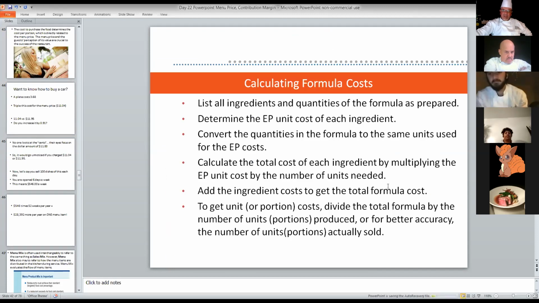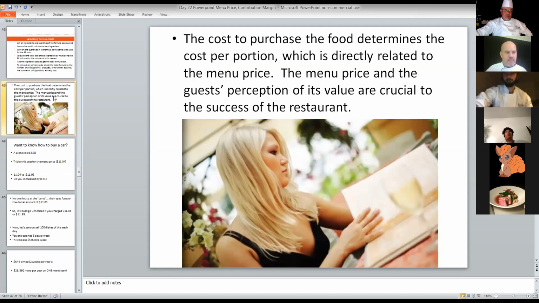Okay. So determine the AP cost of the ingredient. Convert the quantities in the formula to the same units used for the AP costs. Calculate the total cost of each ingredient by multiplying the AP, just like we went over yesterday. Add the ingredients to get a total formula cost. Your recipe cost card does that. Get the unit or portion cost, it does that as well too. Okay, so there's a lot of advantage on that one.